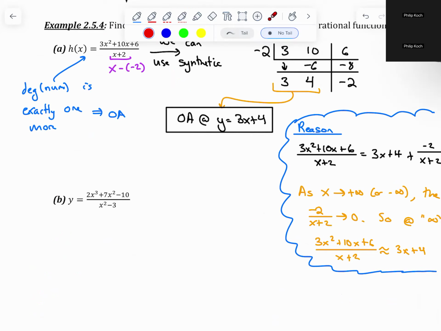Anyways, this one: y equals 2x cubed plus 7x squared minus 10 over x squared minus 3. The degree of the numerator is exactly 1 more than the degree of the denominator. Same thing. So it has an OA. We can't use synthetic, though.